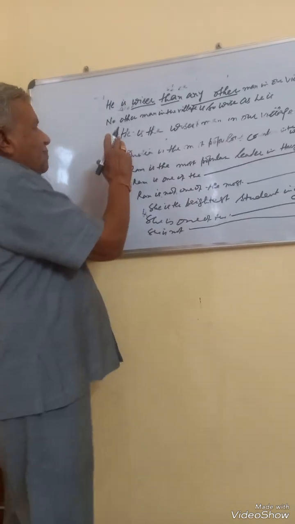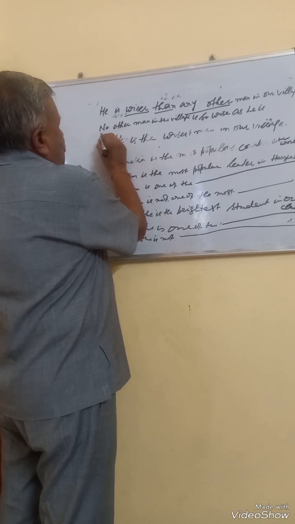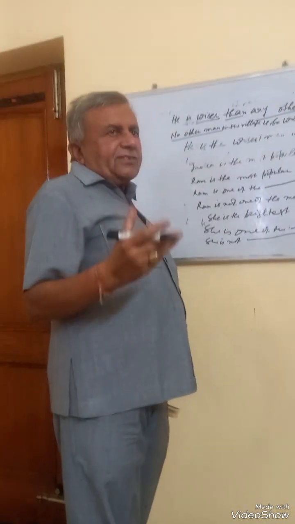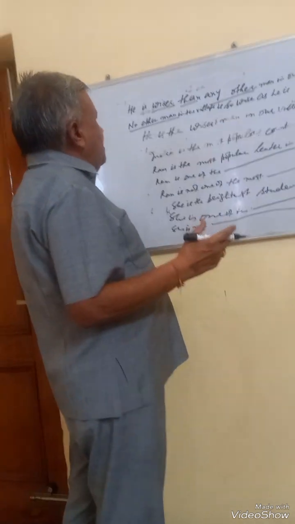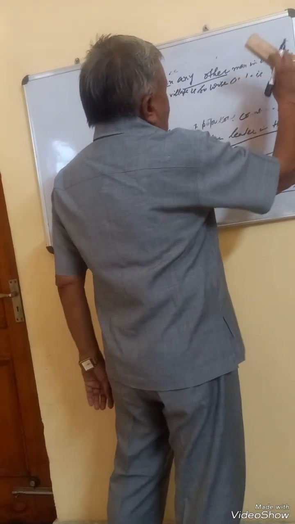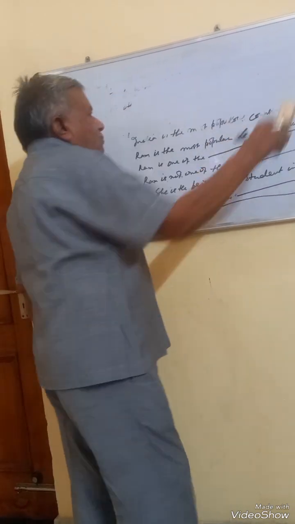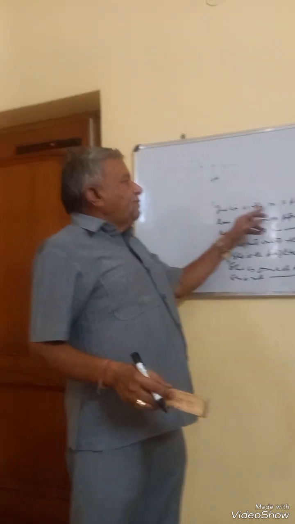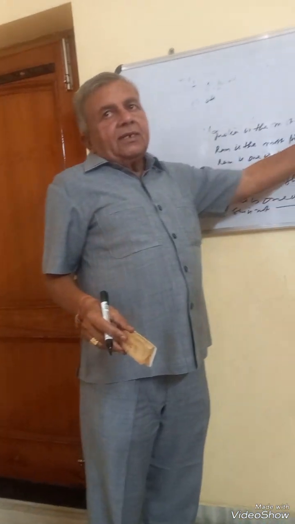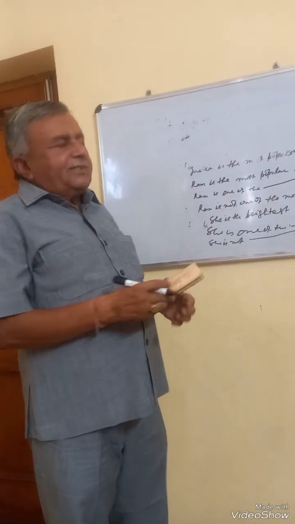So this rule has to be kept. When the positive degree is to be used, we will use no other man in the beginning. Then the same sense can be retained in the sentence. Similarly, the next sentence is India is the most populous country in the world. The same formula will have to be applied here also. We will use more populous than any other country in the world, and no other country in the world is so populous as India is.